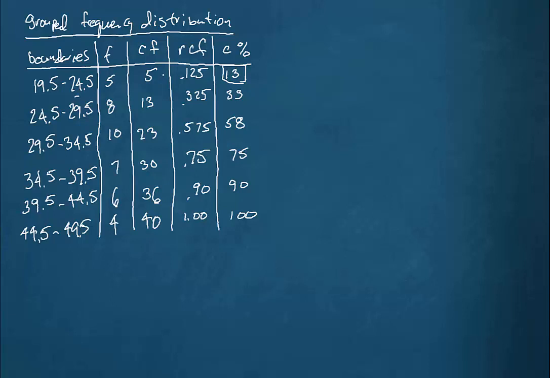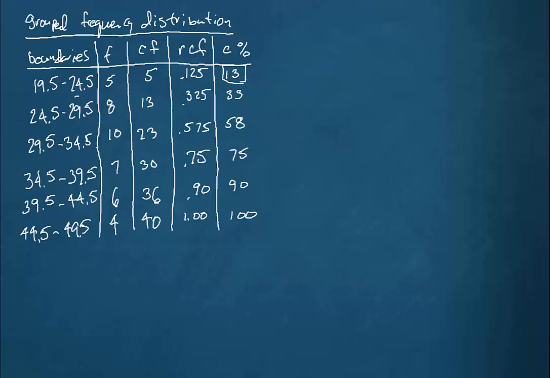And finding the cumulative frequencies just means we're going to add how many data values we pick up as we travel from the lowest boundary of the first class to the highest boundary of the last class. We see then that in the first class we pick up 5 data values. In the second class we pick up 8 more for a total of 13. Then we pick up 10 more for a total of 23.